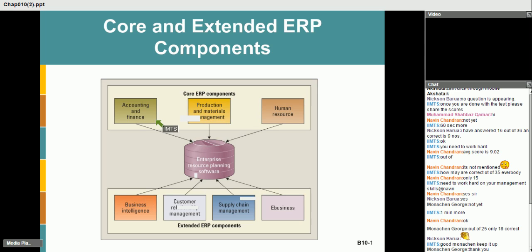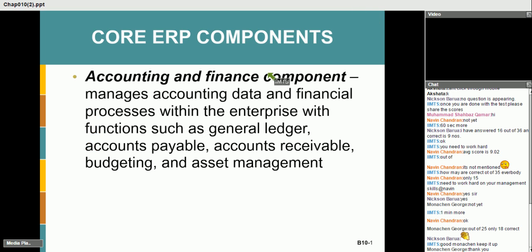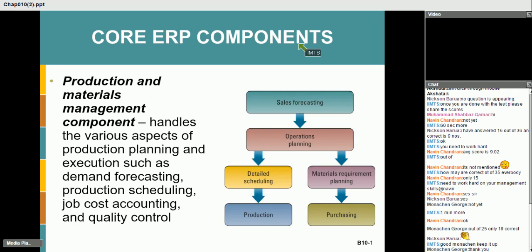But if you talk of the core ERP system, there are three modules which are by default present in the system, that is accounting and finance, production and materials management, and human resource. The three most common core ERP components are accounting and finance, production and materials management, and human resource. Then moving ahead, the accounting and finance component manages accounting data and financial processes within the enterprise with functions such as general ledger, accounts payable, accounts receivable, budgeting, and asset management.